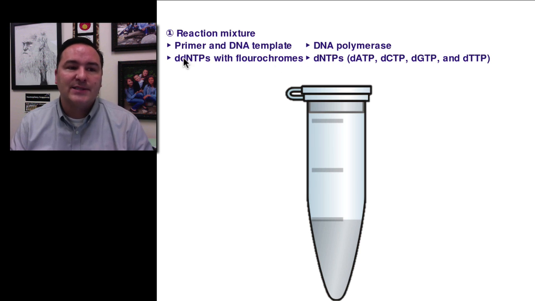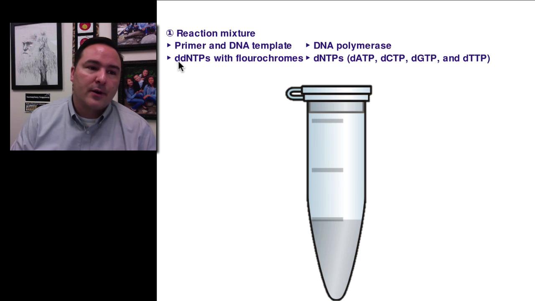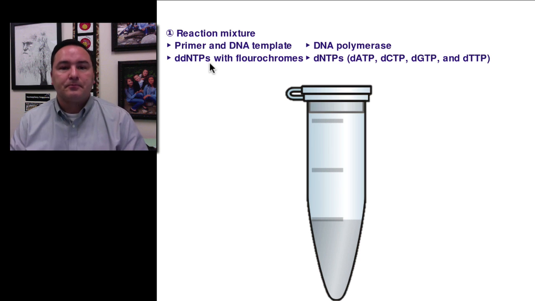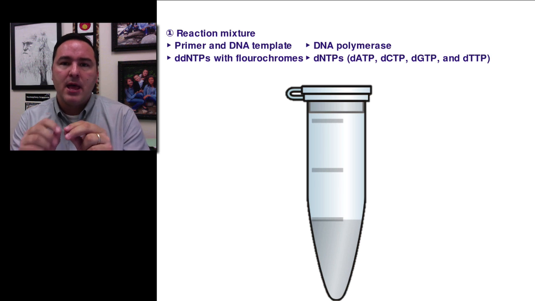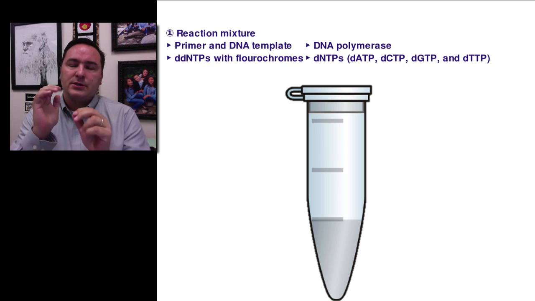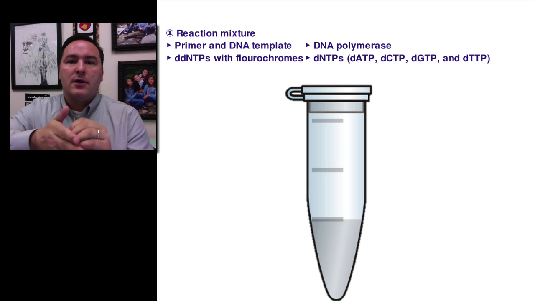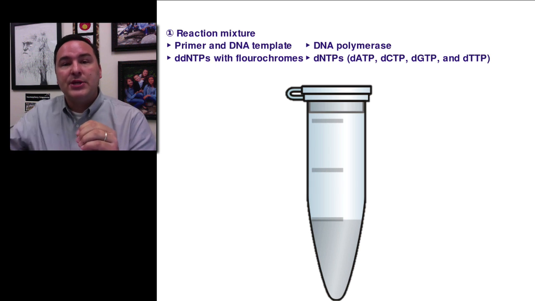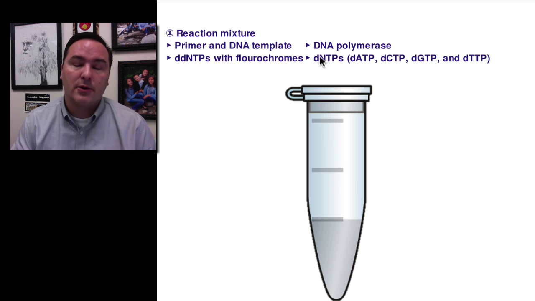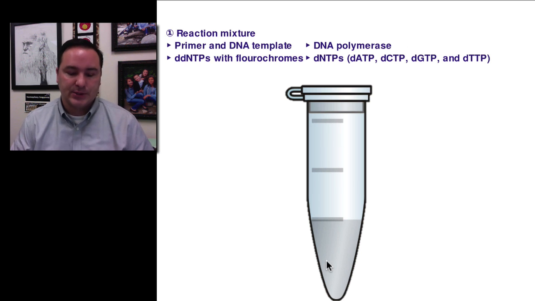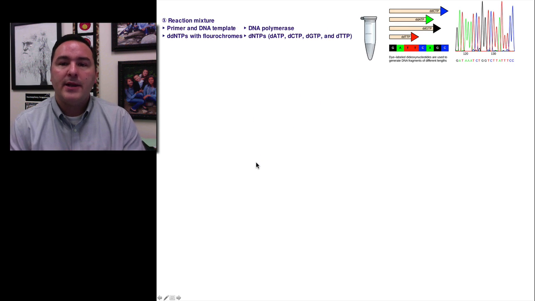But we're also going to add special types of nucleotides this time that are called ddNTPs. And these are nucleotides that have a special fluorescent dye on them, and they also are nucleotides that don't allow the replication process to continue beyond them. So you put a few of these, relatively speaking, to the regular nucleotides in this reaction tube. And then you're ready to start the reaction.